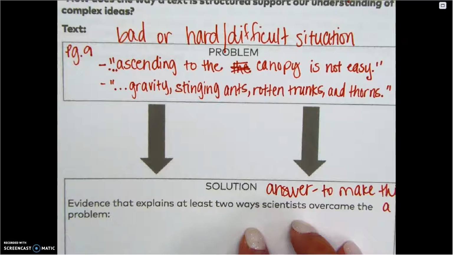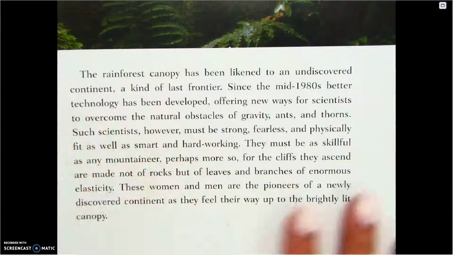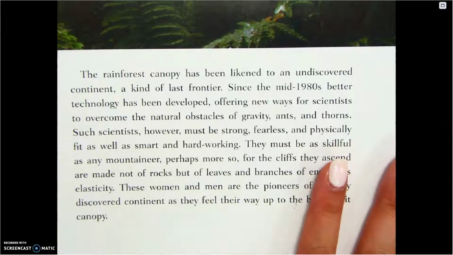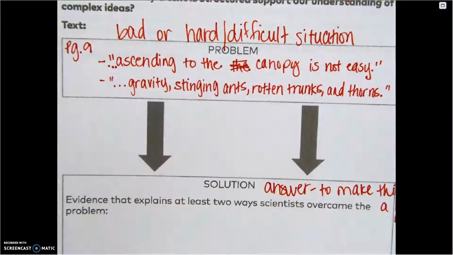Does that make sense? So I'm going to repeat what I just said. You're going to go to page 10. You're going to identify two solutions that made it a lot easier for the scientists to climb up. And then I want you to quote it right here. Get it? Got it good? I'm going to give you 6 minutes.